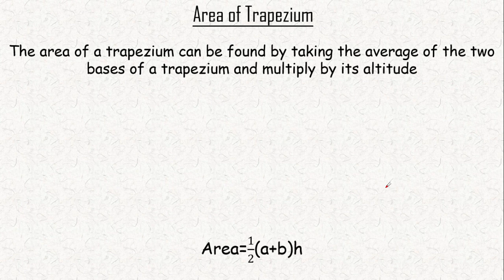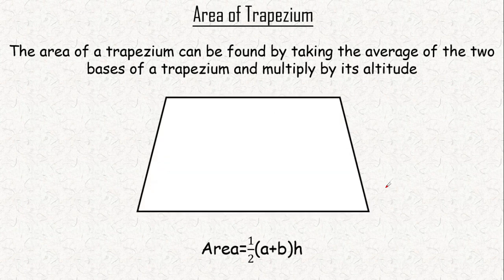Next, area of trapezium. Area of trapezium can be found by taking the average of the two bases of the trapezium and multiplying by its altitude. That's taking the average of the two parallel sides, or we can take the midline times the height of the trapezium, and we get the area of trapezium. That's half into a plus b into height is equal to area of trapezium.